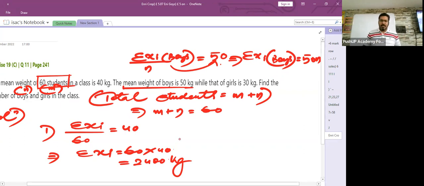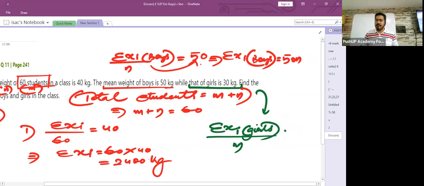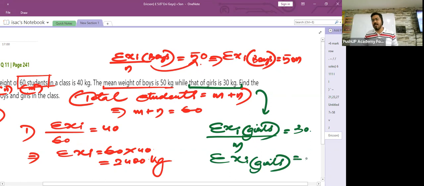Now, the second part, they are telling you that the average weight of girls is 30 kg. So how will you find the average weight of girls? That would be sigma xi, or the sum of the weight of all the girls in the class, divided by the number of girls. We had taken it as m. That would be equal to 30 kg. So sigma xi of girls, the sum of the weight of all the girls present in the class, would be equal to m into 30, or 30m, isn't it?